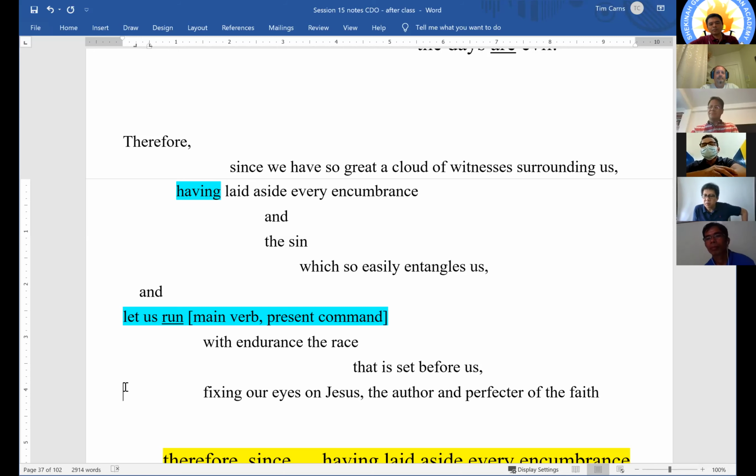Pastor Tim, we need exegetical tools, no? You have to go back to the interlinear. The interlinear helps. And also as a final check. Yeah.